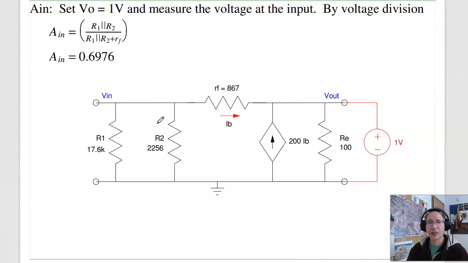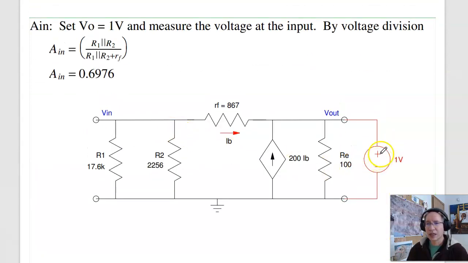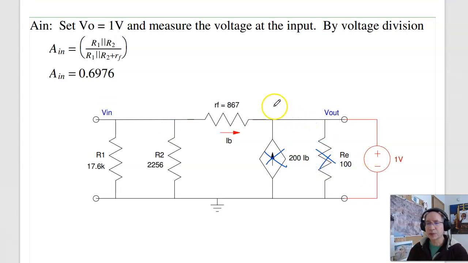To find AI, I'll apply 1 volt at the output. So these don't really matter. These are kind of shorted with 1 volt. So this is 1 volt at this point. I now have a voltage divider. That'll be R1 in parallel with R2, and RF as a voltage divider, which gives you R1 in parallel with R2 over that plus RF. That's the gain from the output to the input. This is the circuit where we have AN is not equal to 0.